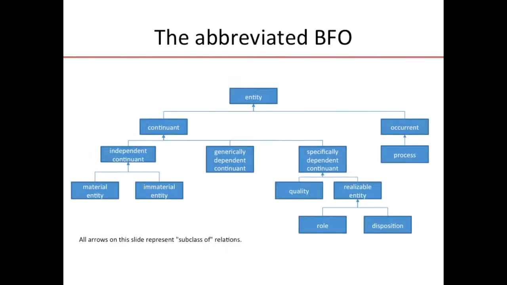So this is the taxonomy underlying the BFO, and it does have axioms and things. This is just the taxonomy. We will go through that really quickly because that's part of your lab.